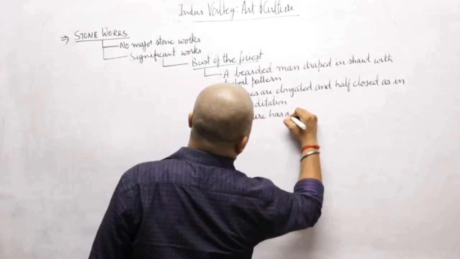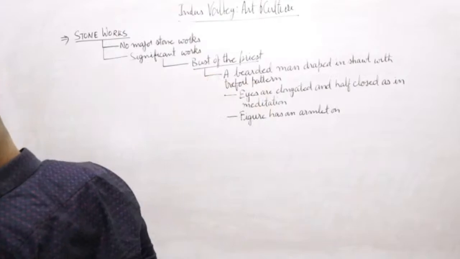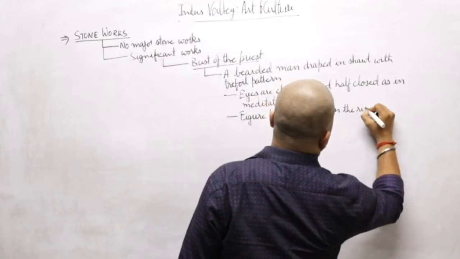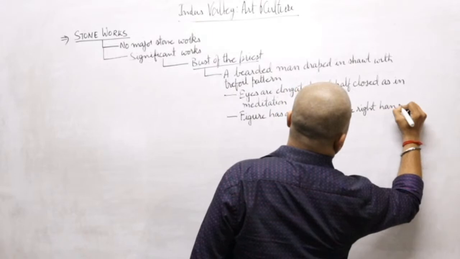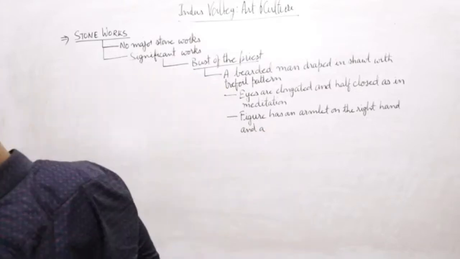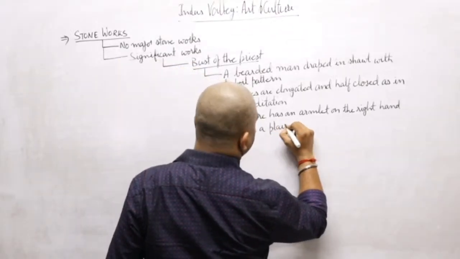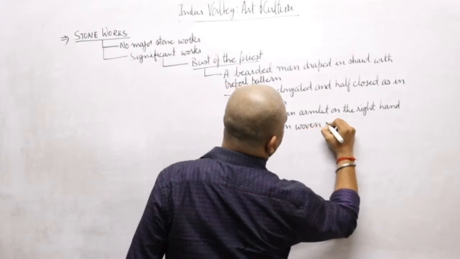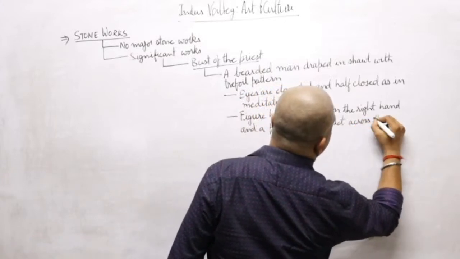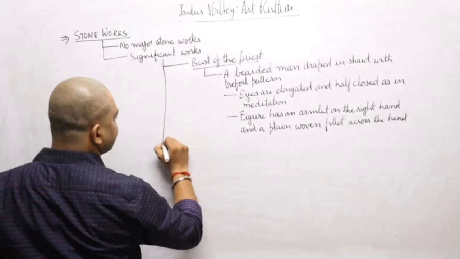Figure has an armlet on the right hand and a plain woven fillet across the head. So this is one of the significant stoneworks.